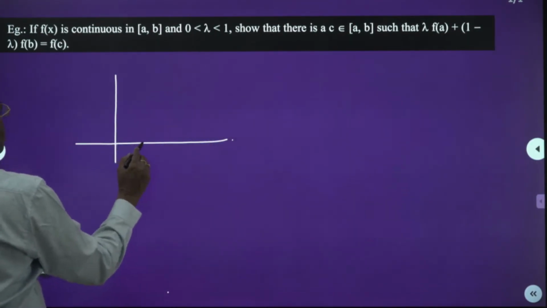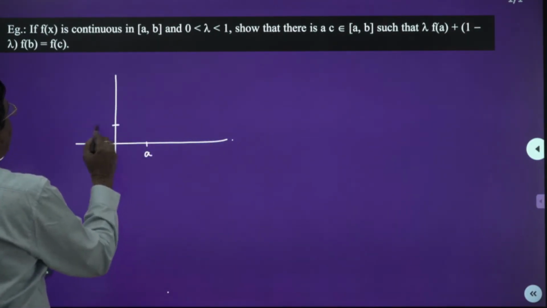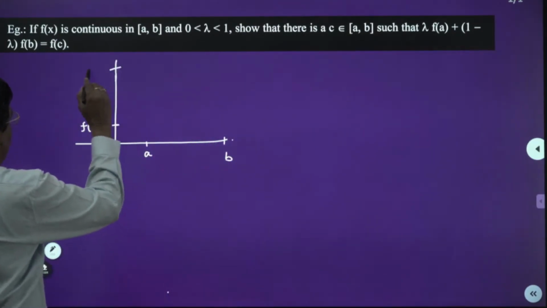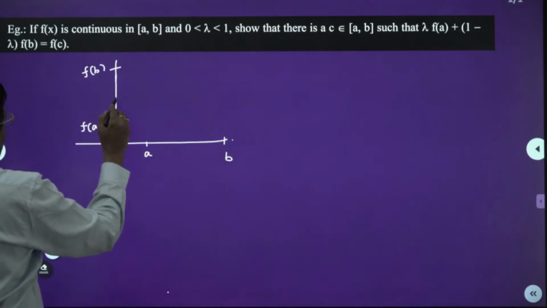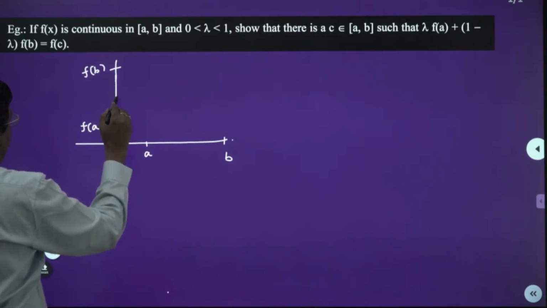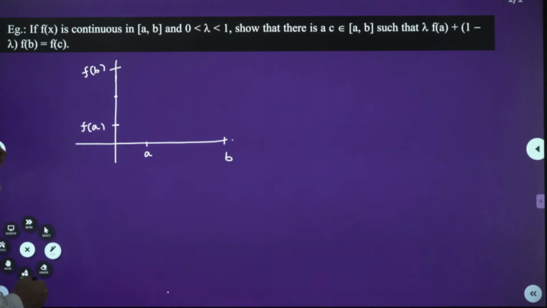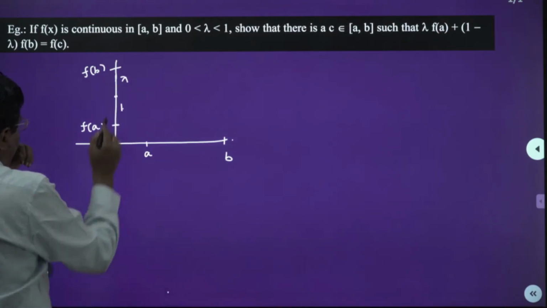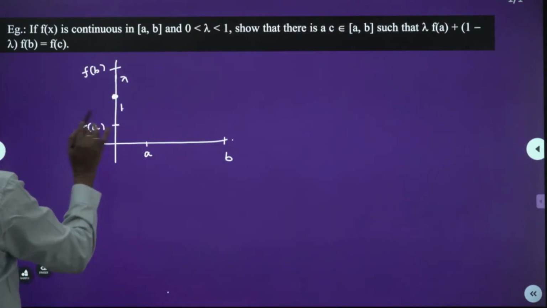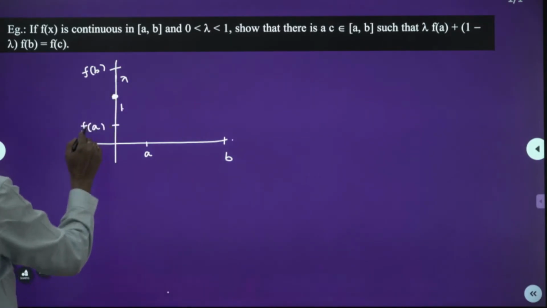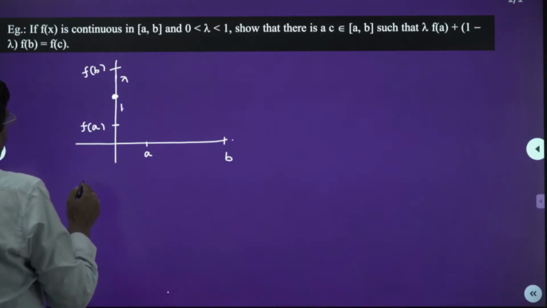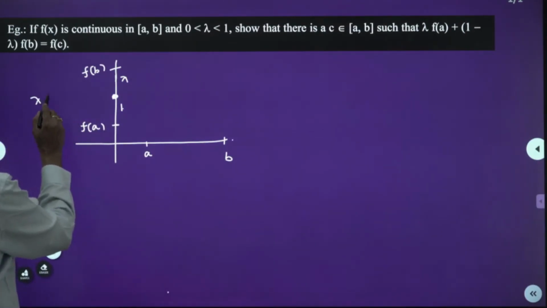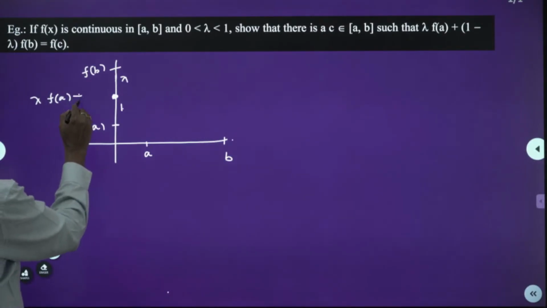Let us say corresponding to a, I have f(a) here, and corresponding to b, let us say I have an f(b) here. Now I will choose some point here which divides this in the ratio lambda is to 1. Then this point is, by section formula, lambda into f(a) plus 1 minus lambda into f(b).